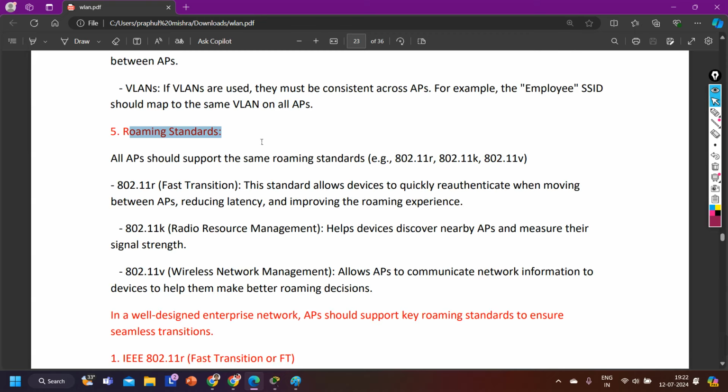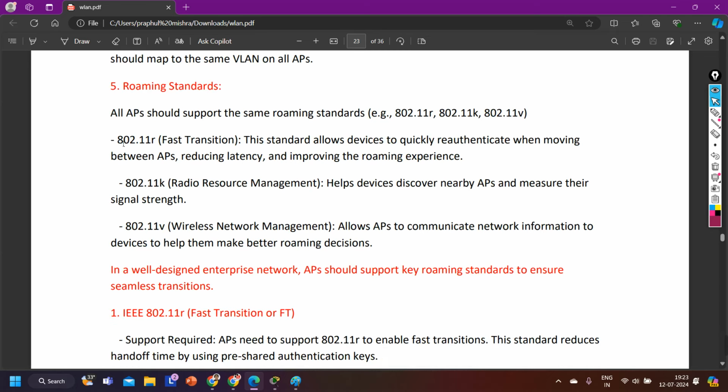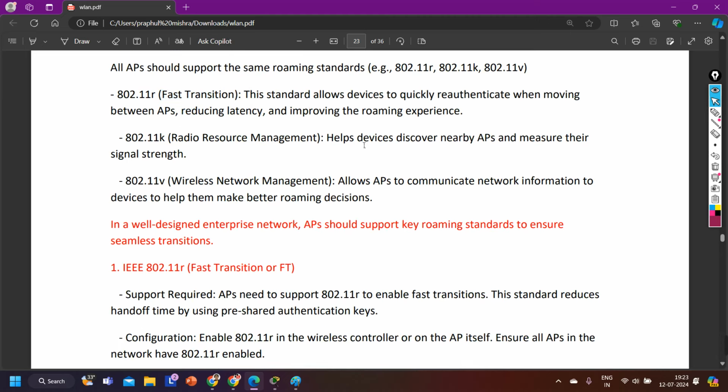Then roaming standards. Roaming standards should also be the same, right? So all APs should support the same roaming standards. We have multiple roaming standards, guys, like 802.11r, 11k, 11v, right? So see the difference between each. Your AP should support all these roaming standards, and modern APs support all of them. First, fast transition: this standard allows a device to quickly re-authenticate when moving between APs, reducing latency and improving the roaming experience. So the AP can authenticate the client machine quickly.